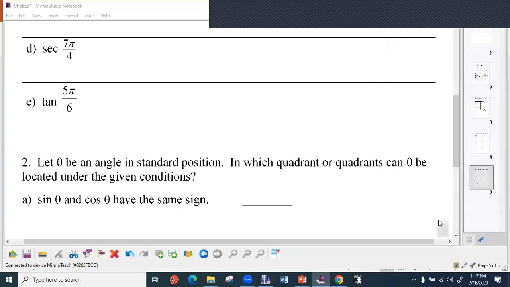Okay, so on D, we were talking about finding 7 pi over 4. Okay, 7 pi over 4 is in what quadrant? Quadrant 4. 7 pi over 4 is in quadrant 4. Do we see that?